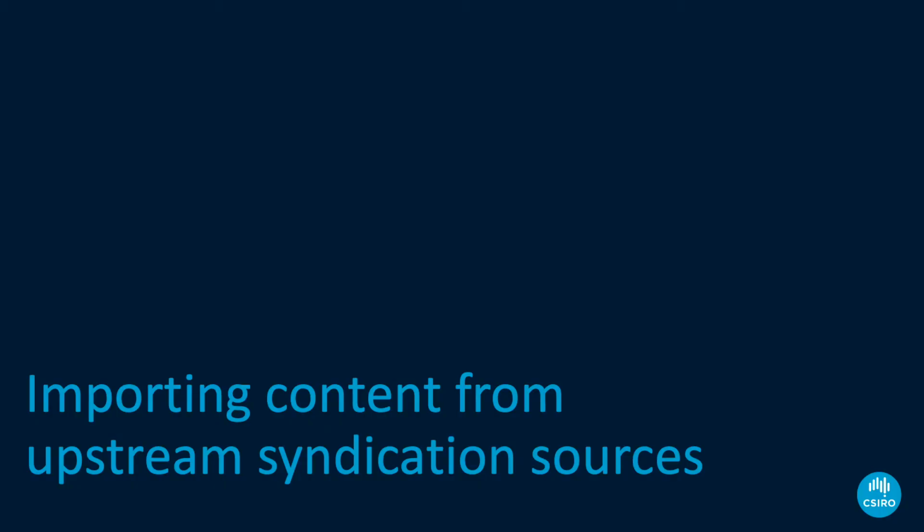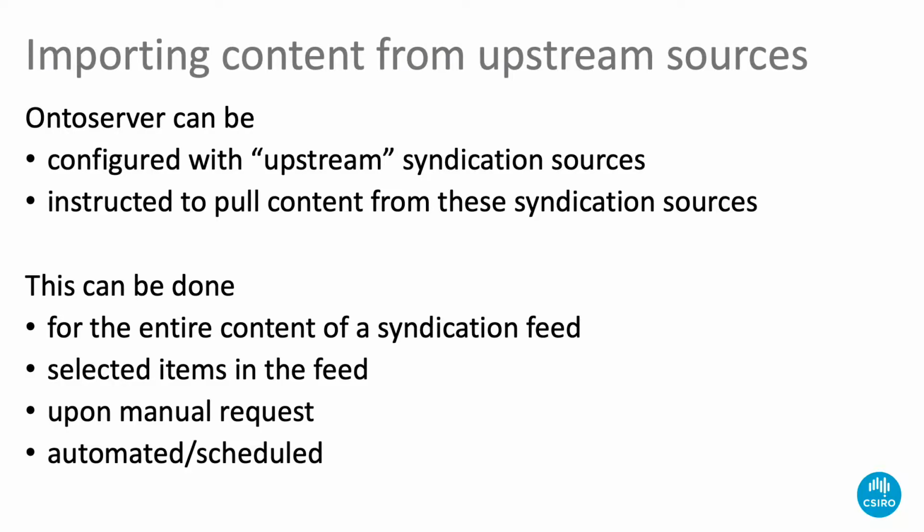Moving on to how to import using upstream syndication resources. As just described, OntoServer must be configured with upstream syndication sources by an administrator. OntoServer can then be instructed to pull selected items or the entire content of the feed, and this can be done when OntoServer starts or at any time by manual request, or can be automated using OntoServer's API. It can even be configured to occur on a schedule.